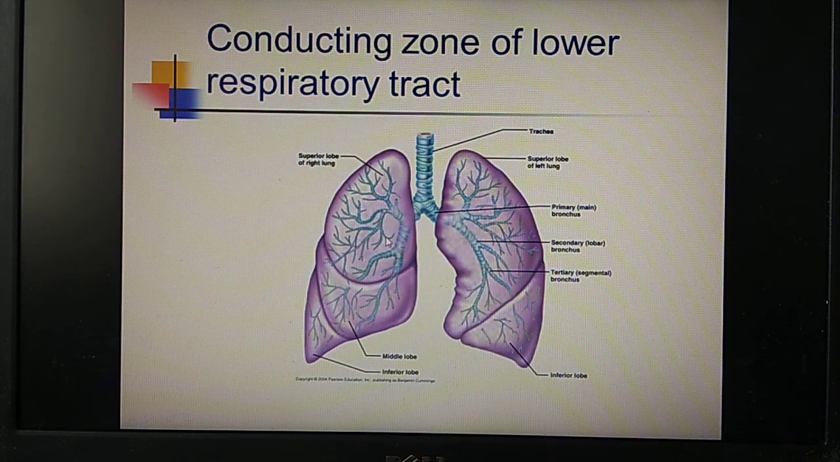And the conducting zone of the respiratory system, we will see in the next class. We will discuss in the next class how the trachea, then bronchi and bronchioles work, and how breathing happens. Thank you.